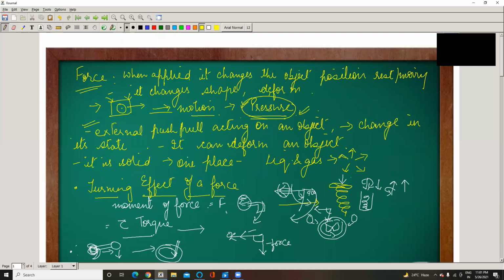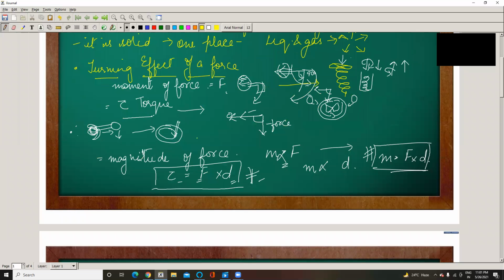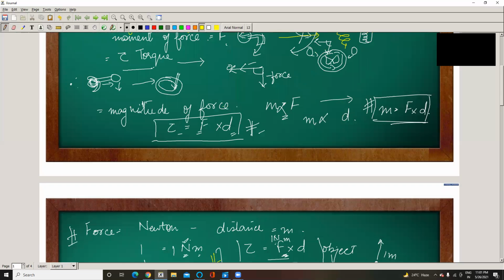Okay, here the turning effect of the force, आपको पता होना चाहिए force क्या है, you should know the turning effect, torque होता है, torque depends upon force and the distance. Force का हमें हमेशा unit पता है, that is newton, then distance is what, distance is meter.